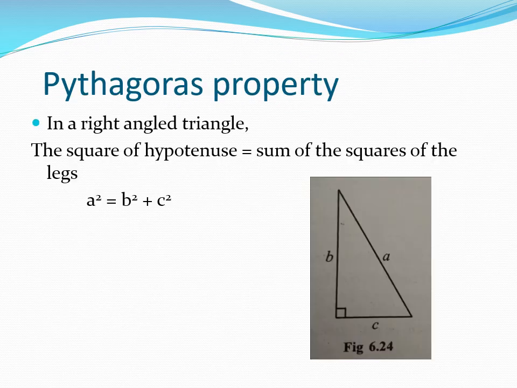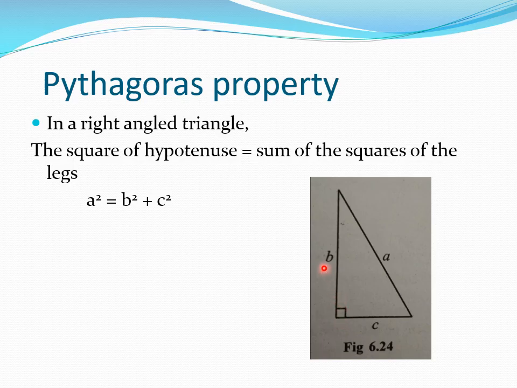Pythagoras property. In a right angle triangle, the square of the hypotenuse is equal to the sum of the squares of the legs. What is the Pythagoras property? In a right angle triangle, the square of the hypotenuse is equal to the sum of the squares of the legs. And children, the Pythagoras property is related only to right angled triangles, where one angle is 90 degree.